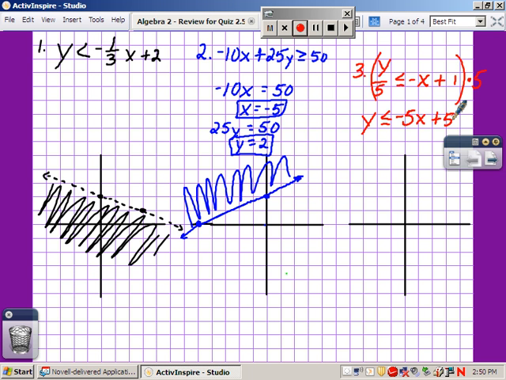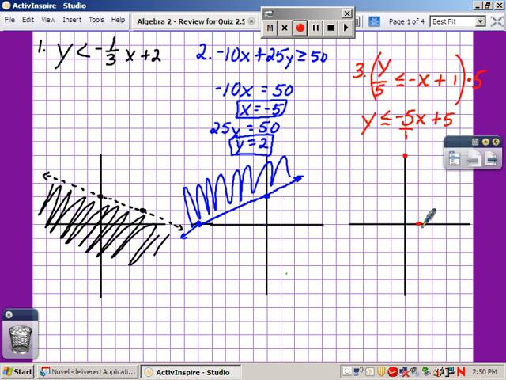So now I have to graph this just like I would have graphed number 1. Remember, this is a slope, so I want it as a fraction. I'm going to put a point at positive 5, 1, 2, 3, 4, 5 on the y-axis. And then I'm going to go down 5 and right 1.